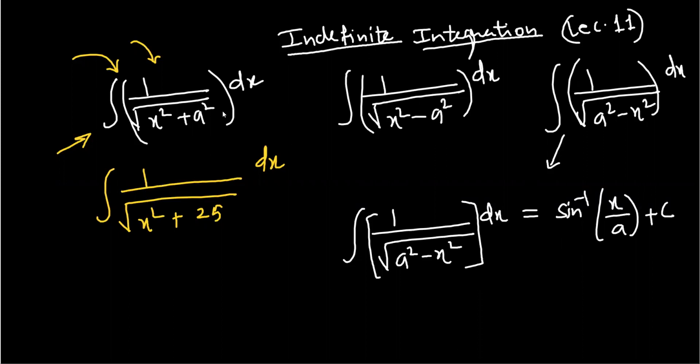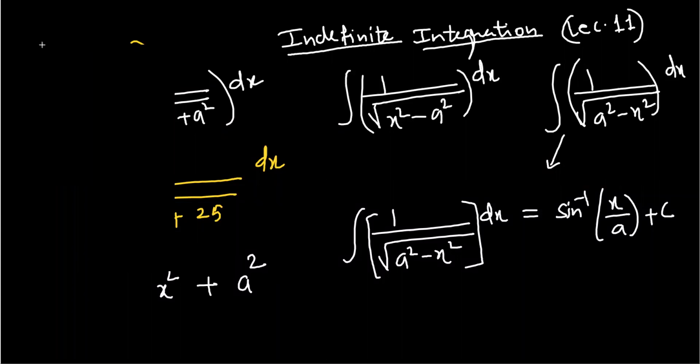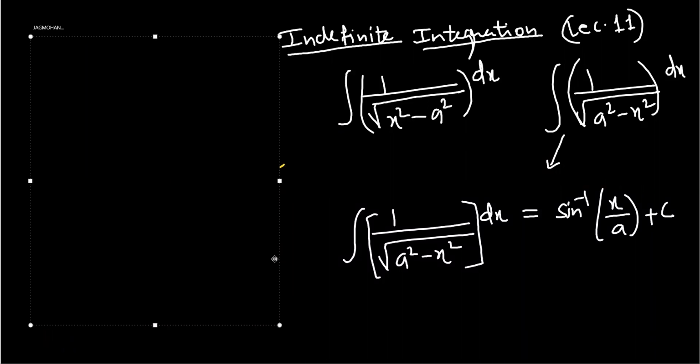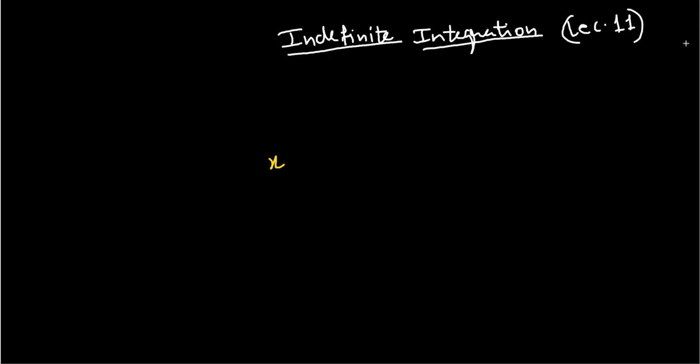What are x square and a square in these results? I have already told you that x square is a variable square and a square is constant square. So the first one has x square plus a square under square root in the denominator. In the second one, you have x square minus a square under square root in the denominator. And in the last one, you have constant square minus variable square, that is a square minus x square under square root in the denominator. These are the three results we are going to learn today. We are going to derive their integration and then we will take problems on them. So let's begin.